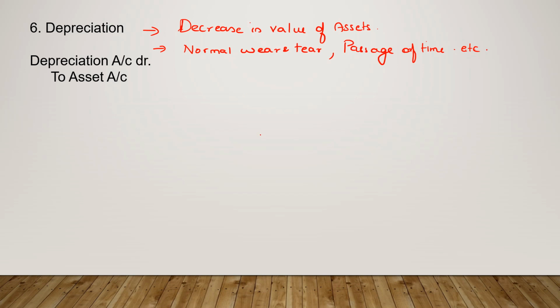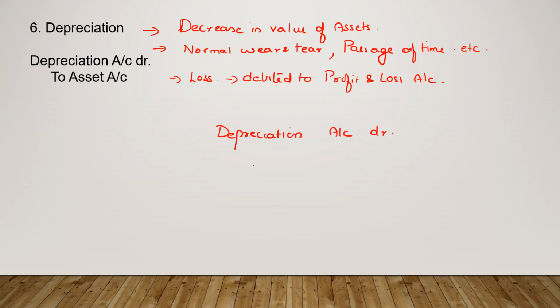When the value of an asset decreases, what do we do? We credit that particular asset account. But this decrease in the value of the asset is a loss, and that loss has to be debited to the profit and loss account. And therefore, we would debit the depreciation account with the amount of decrease in the value of that particular asset, and we would credit the asset account so that the value of the asset to the extent of the loss in that particular year is credited and the value of the asset is reduced.